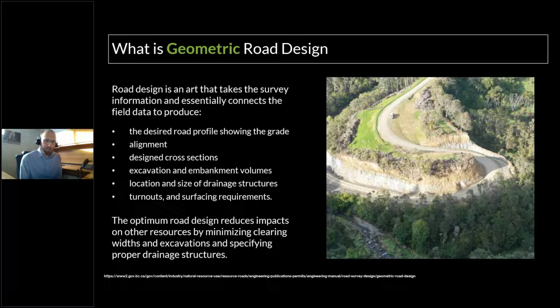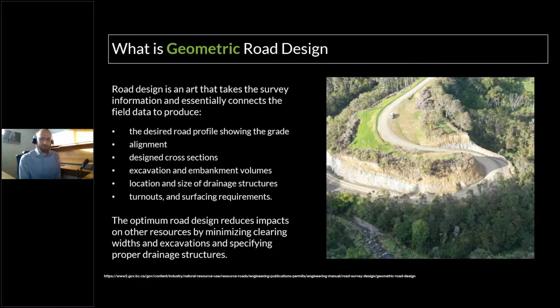So to start, what is geometric road design? It is a matter of incorporating your topo survey information with your design standards to create a model that balances a bunch of conflicting values. So we want to maximize the usefulness of your road. You're building a road for a reason. We want to minimize the costs. We want to minimize maintenance requirements. We want to minimize safety concerns. And we want to minimize those environmental impacts.